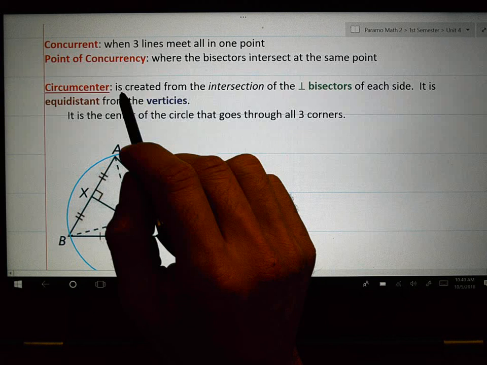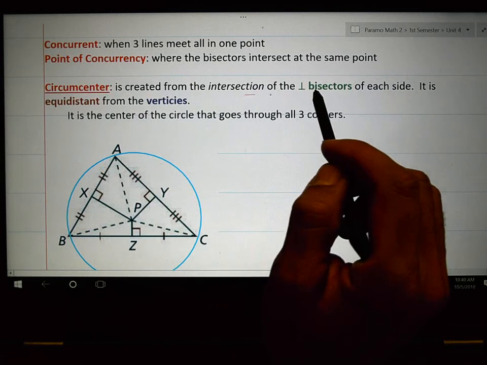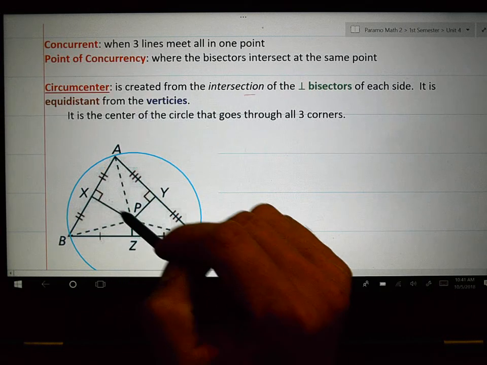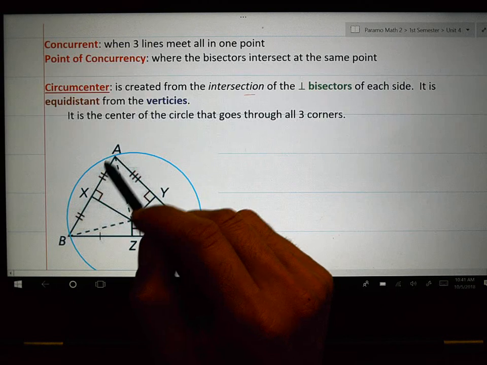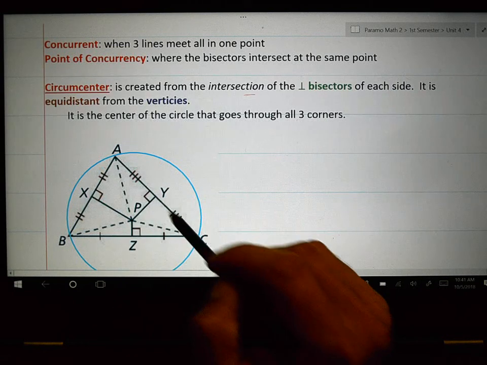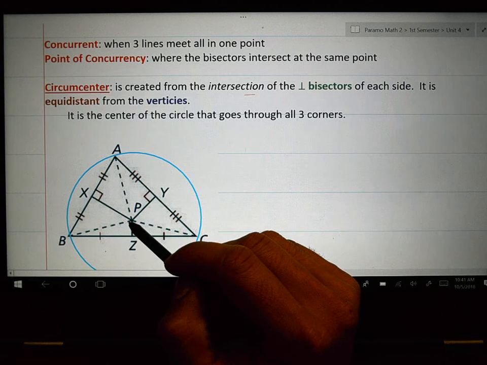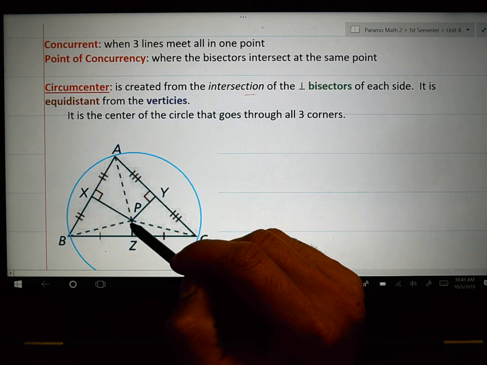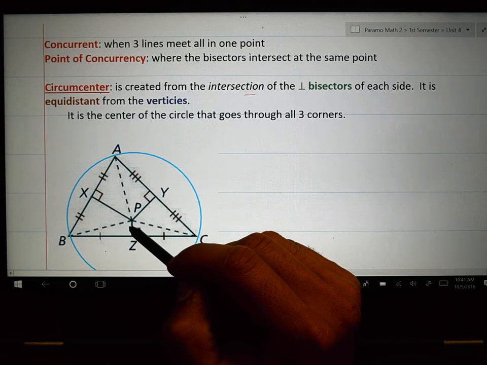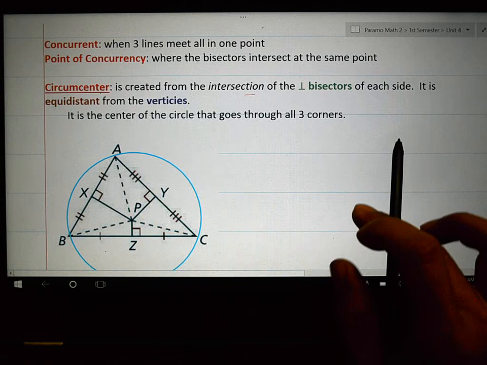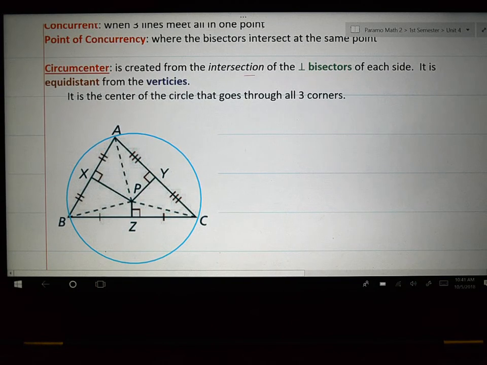The circumcenter is created from the intersection of the perpendicular bisectors of each side. So this side's perpendicular bisector, and this side's perpendicular bisector, and this side's perpendicular bisector meet here at this point of concurrency, and that is called the circumcenter, which is kind of neat because in real life, a really good carpenter is going to use this.